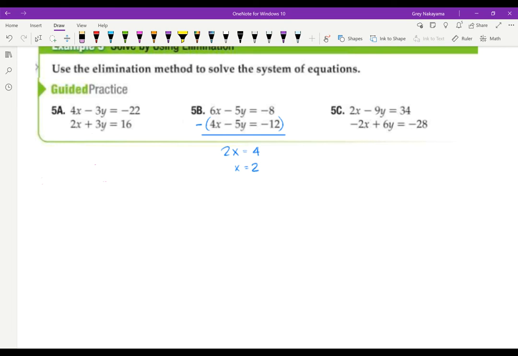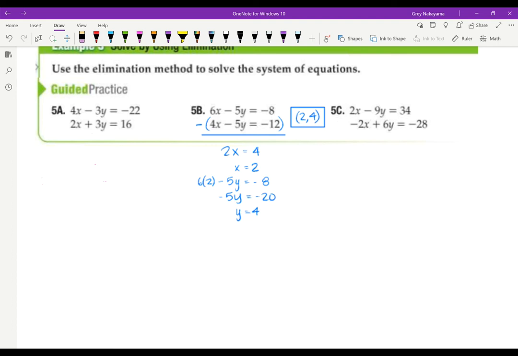And here, y'all, it does not matter which one you plug it into. I'm looking for y. They both say 5y. You might choose the one that has smaller numbers. It does not matter. Okay, so I plug it in. I'm going to plug in 2 for x because that's what I just got. When I simplify it, -5y equals -20, so y equals 4. And my answer is the ordered pair 2, 4.